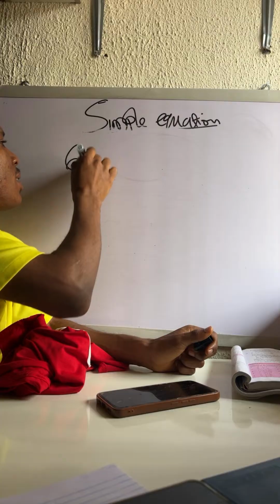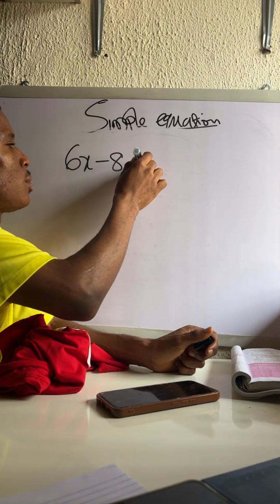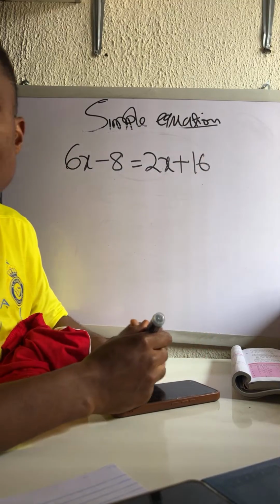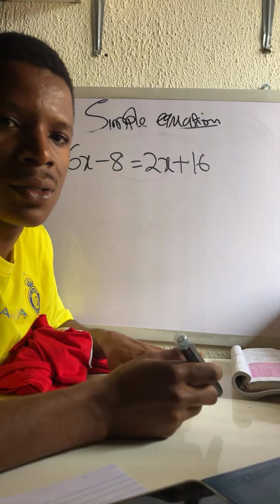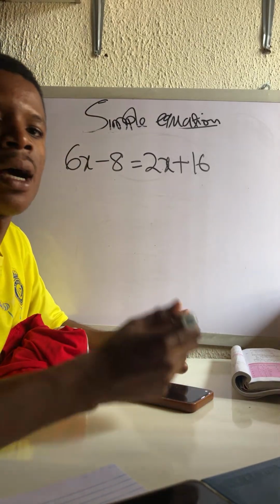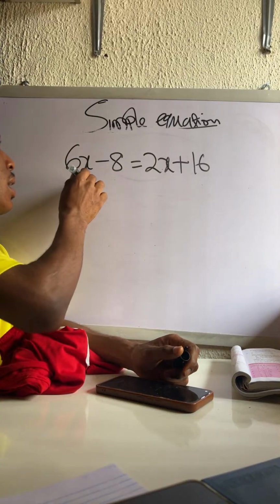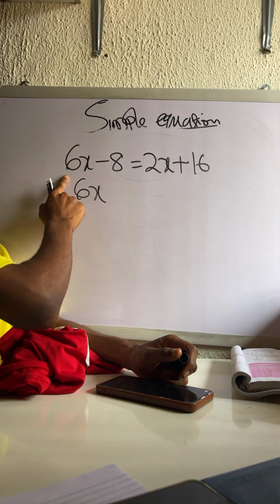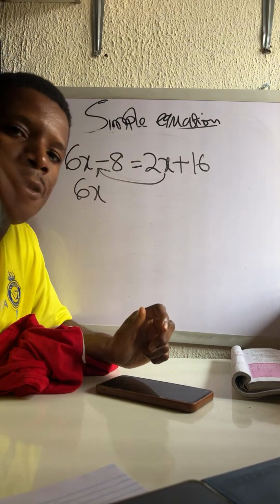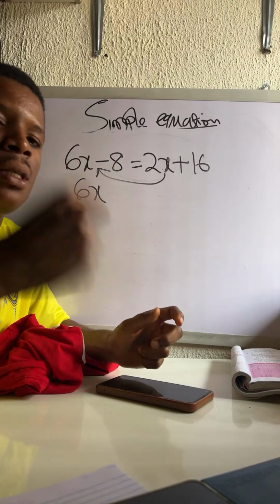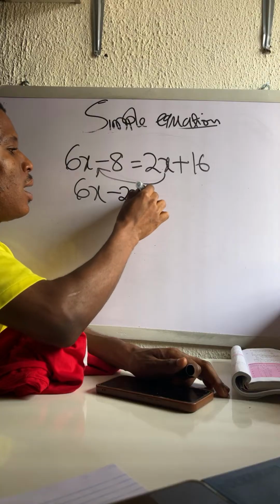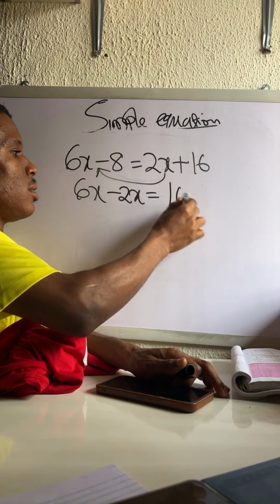Okay, so we have 6x minus 8 is equals to 2x plus 16. Here we are trying to solve for the value of x. It is very, very simple. So how do we do the solution? You have it as 6x is the first variable. We subtract 2x from both sides, okay? So if you subtract 2x from both sides, you have minus 2x, and that's equals to 16, okay?